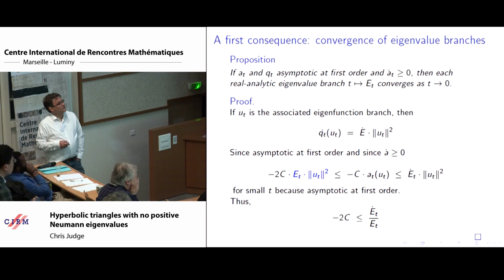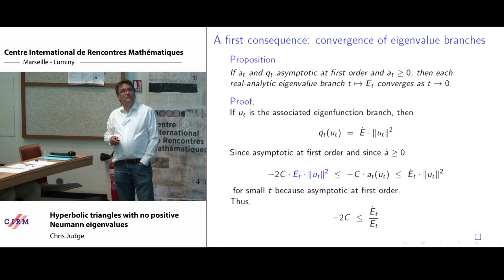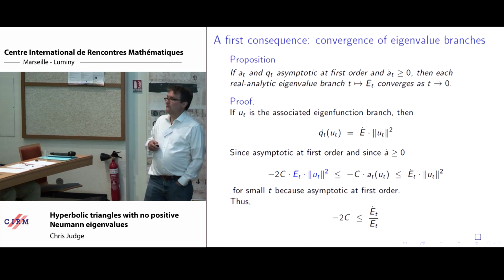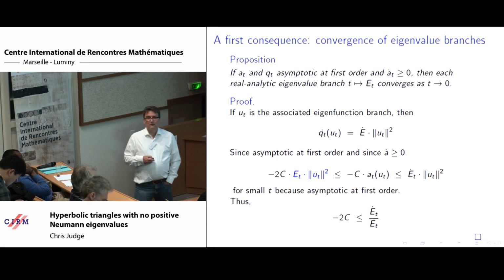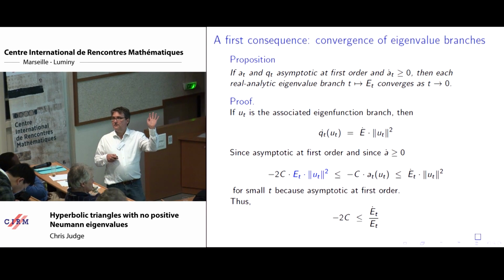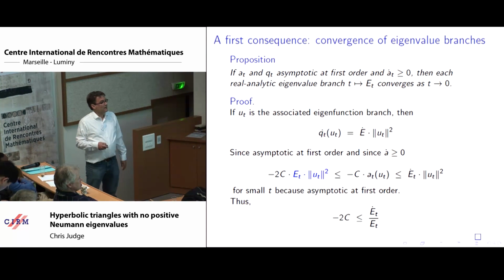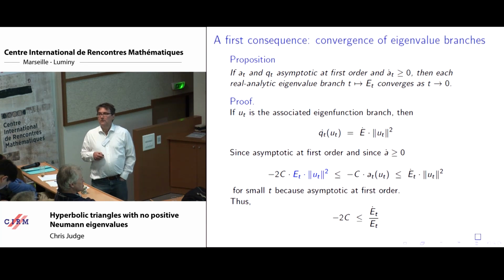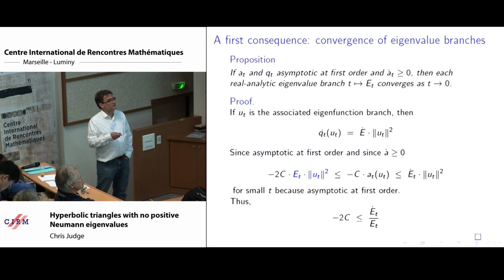And then you can cancel the UT squareds, and divide both sides by ET, and you get this, right? And this shows that the negative variation of the log of ET is bounded, but we know that ET can't go below 0 because these are positive quadratic forms, and so this is enough to tell you that ET converges. Okay? So this is the kind of argument that we use, just a sample of things we do in this paper.